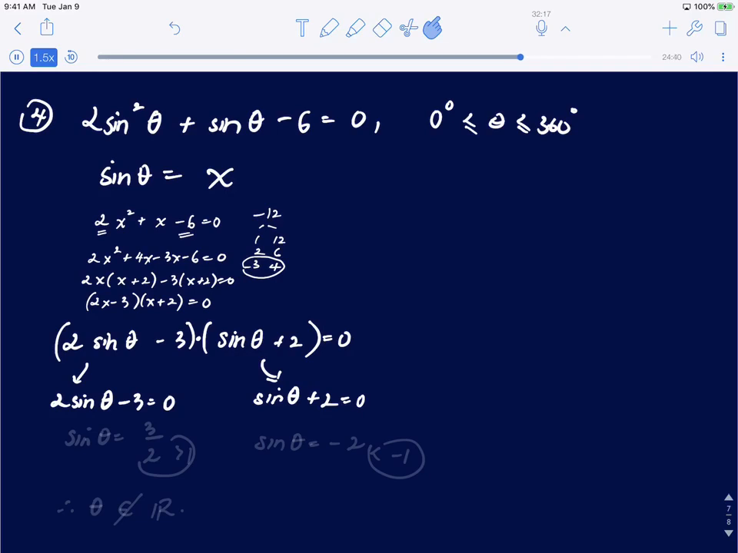I'm just going to solve each one individually, okay? Just like what we did before. So this one will give me sine of theta is equal to 3 over 2. That's not a very good one because we get no solution. That's okay. We'll do one more. And then this one, sine of theta is equal to negative 2.